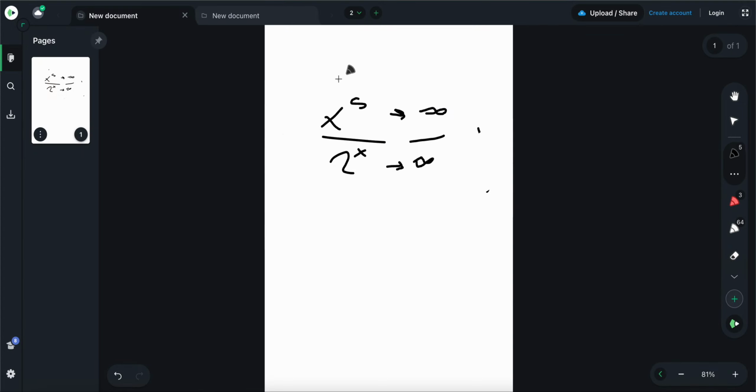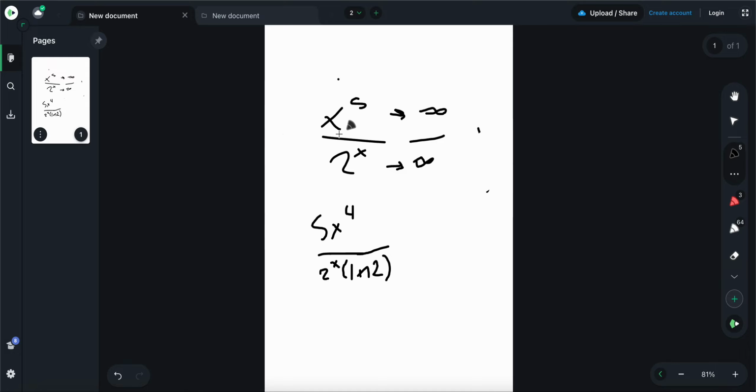So what L'Hopital's rule is, we can take the derivative of the top and the bottom. 5x to the 4th will be the derivative of our top over 2 to the x times natural log of 2. And you may not know logarithmic derivatives yet, but that's the derivative of anything that's a constant to the power of x. You do the function times natural log of the base number.